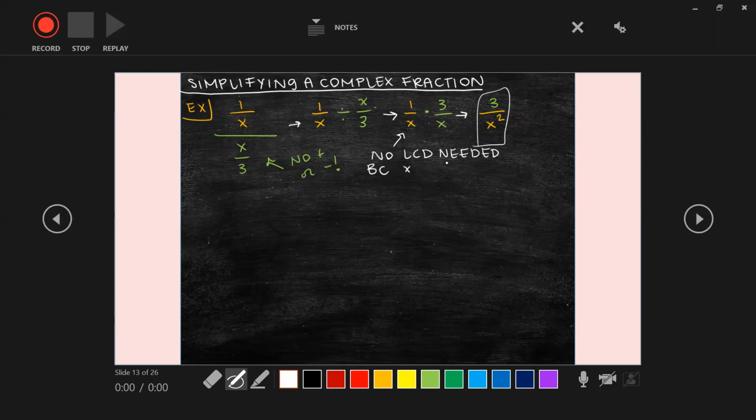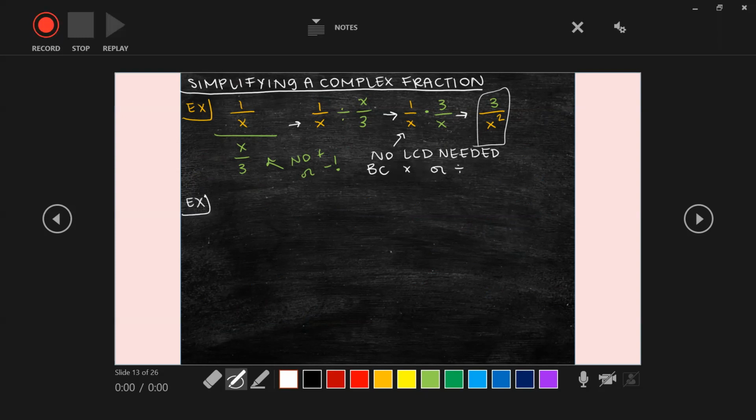That's because we're multiplying. So anytime we multiply or divide, we do not need a common denominator. I had some people on multiplication questions on their quiz trying to get a common denominator, and it was getting really nasty really fast. So just take note of that.